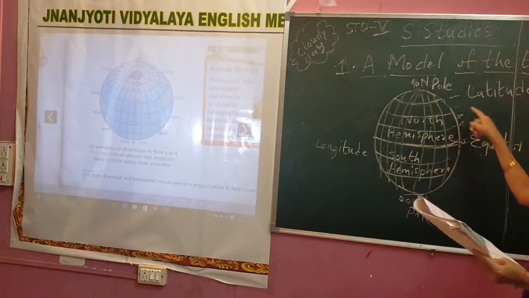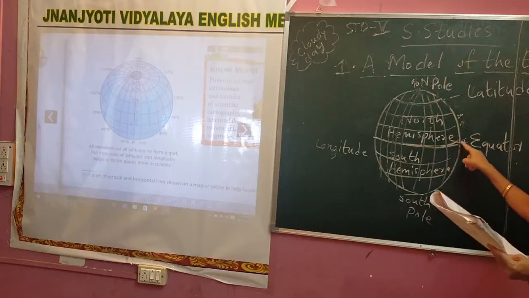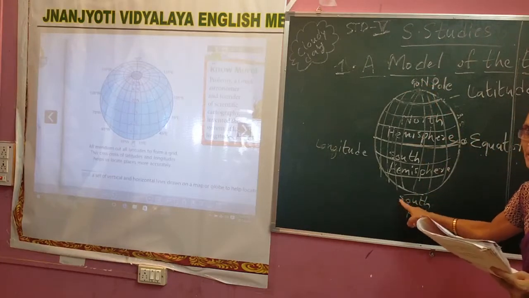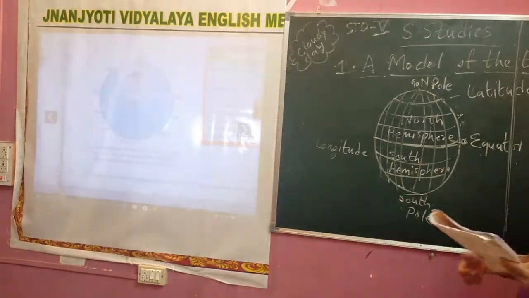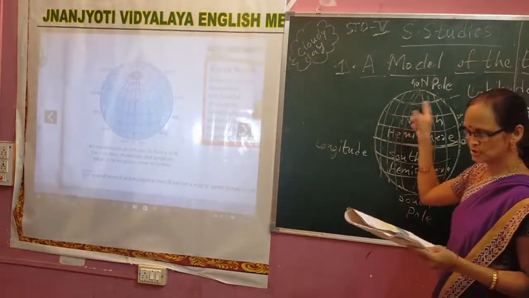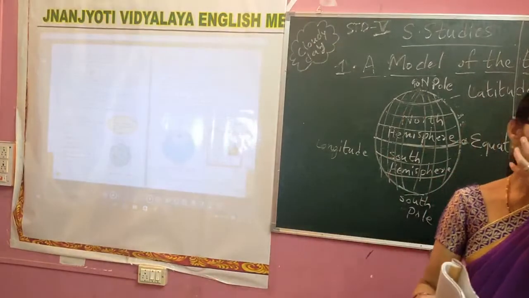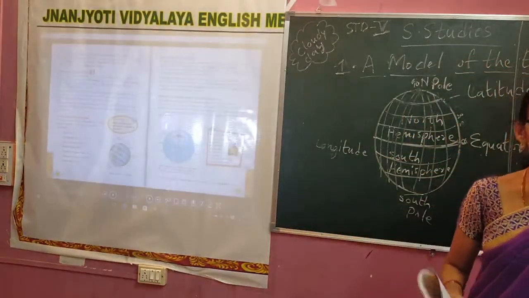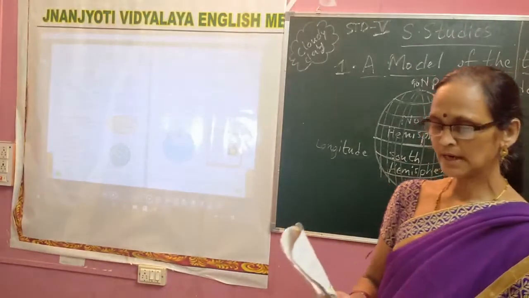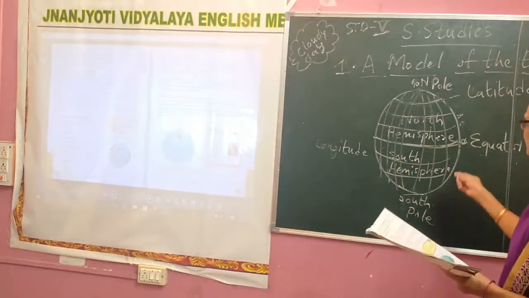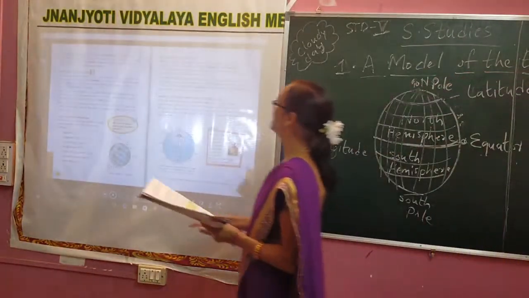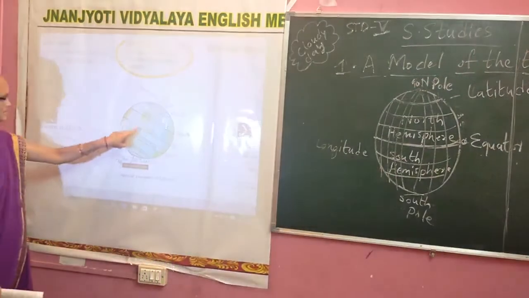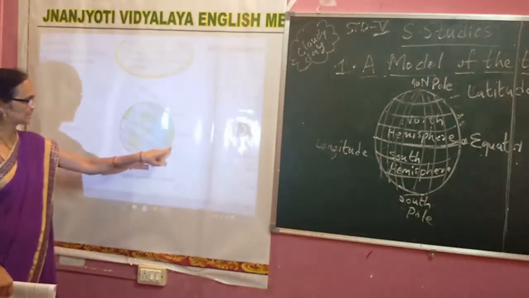Like that in the south part also, starting from 0 degree to 90 degree you come to the poles. Now you have understood about the latitudes. Now let's see some special latitudes on the globe. There are some special latitudes. First one is the equator. This is one special latitude.